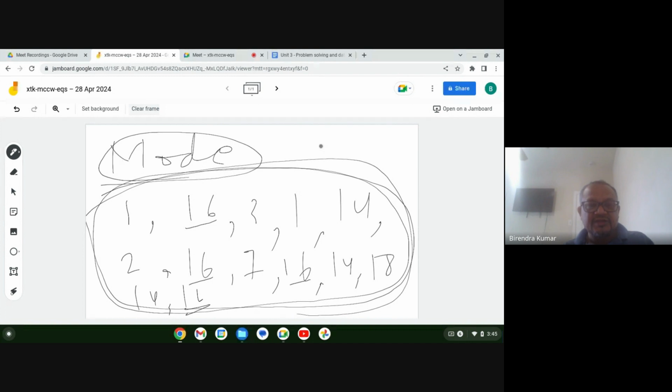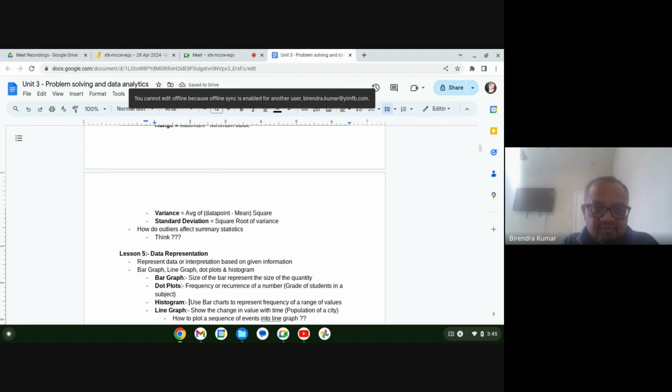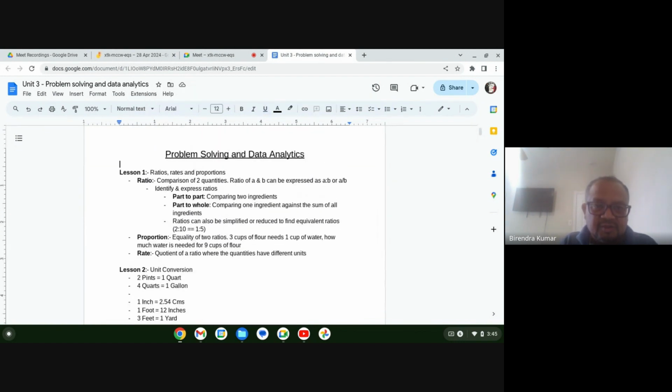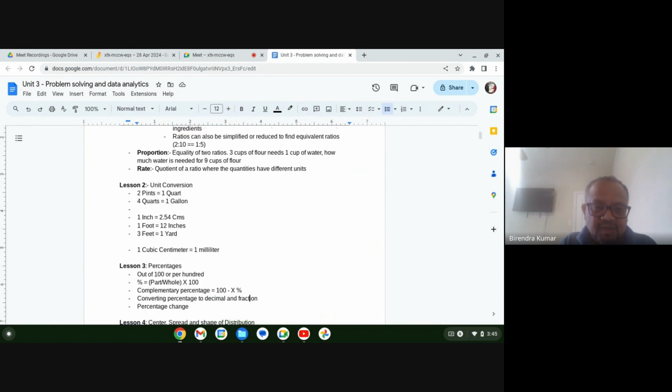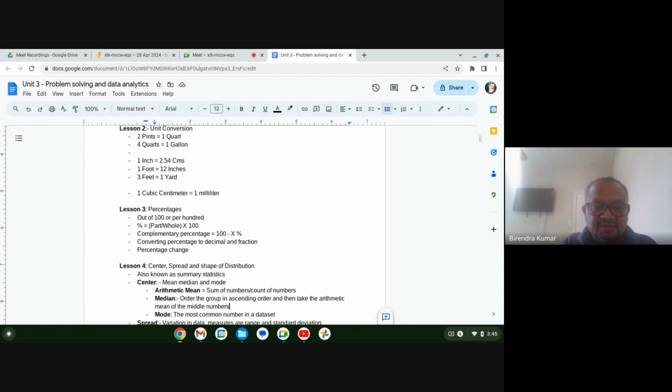So this is the center. So basically center, spread, and this chapter that we're talking about, center, spread, and... what happened? Okay. My screen got frozen. So in this chapter, we are learning about center, spread, and distribution, the shape of distribution.